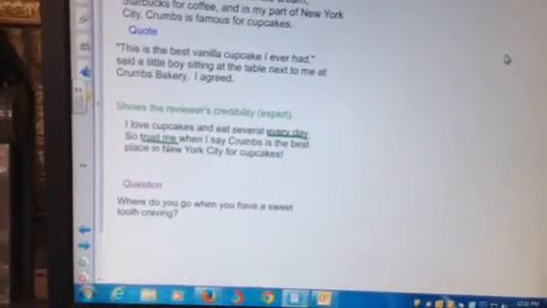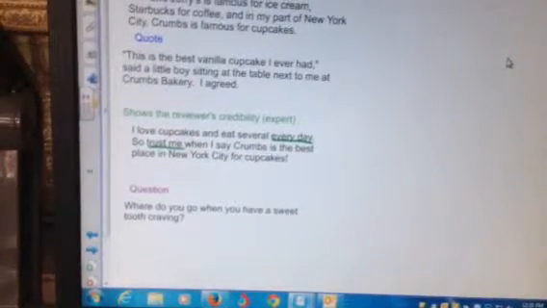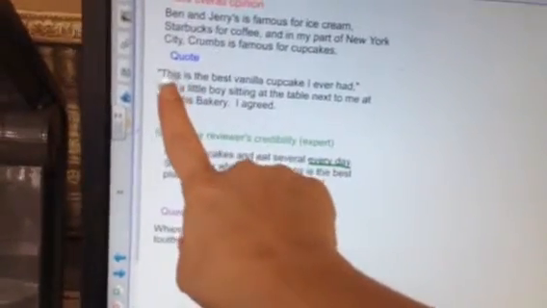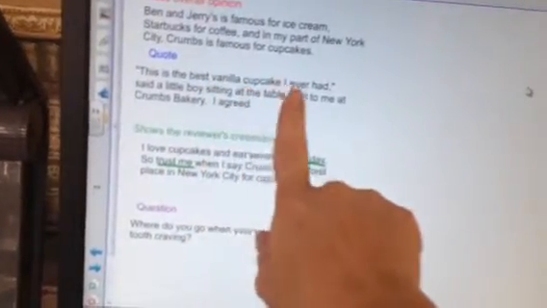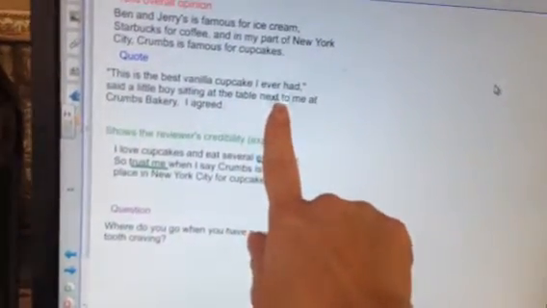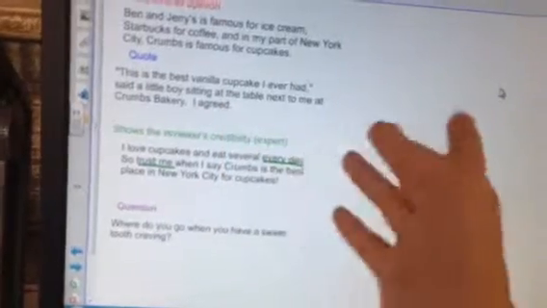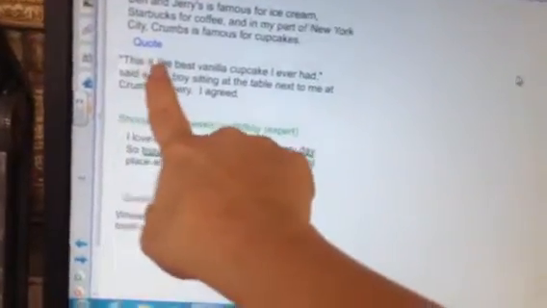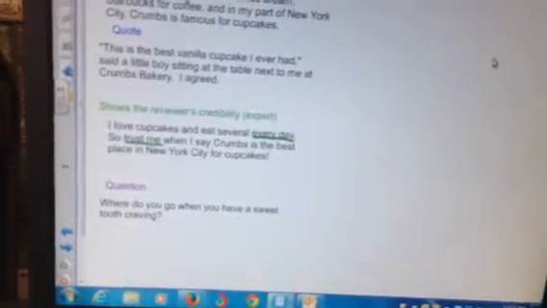If you are going to do one on maybe an app, like some people are doing Minecraft the app: This is the best app I've ever played, said my friend who was playing next to me. I agreed. Okay, so you might want to even name Minecraft instead of saying Minecraft is the best app. So think about how you want to start yours off.